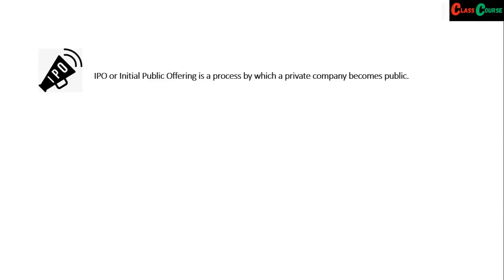IPO is an initial public offering. It is a process by which a private company becomes public. It is very simple to understand. Before the company gets into the IPO process, the company will be private. Once the company goes through the IPO process, it becomes public, because in the share market the shares of the companies are in public, right? Due to which it will be a public limited company once the IPO process is started. IPOs are listed on NSE and BSE.